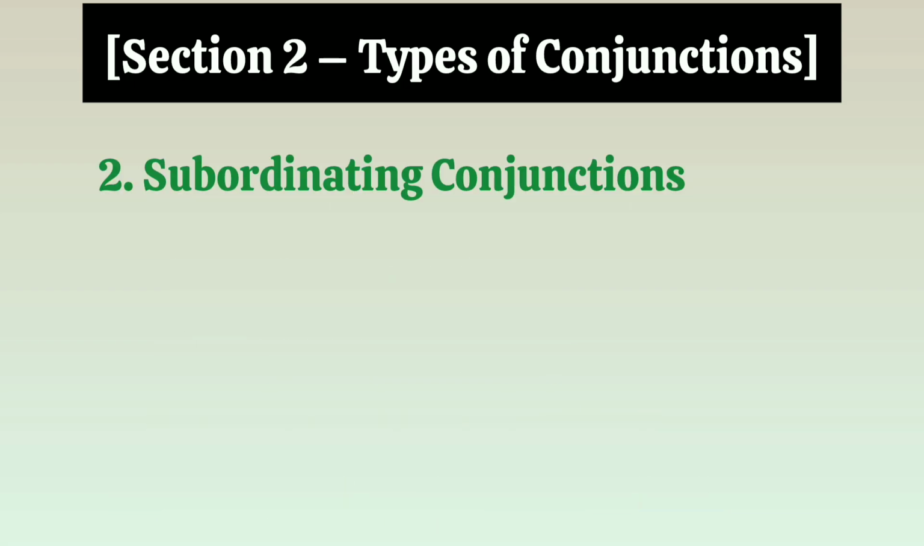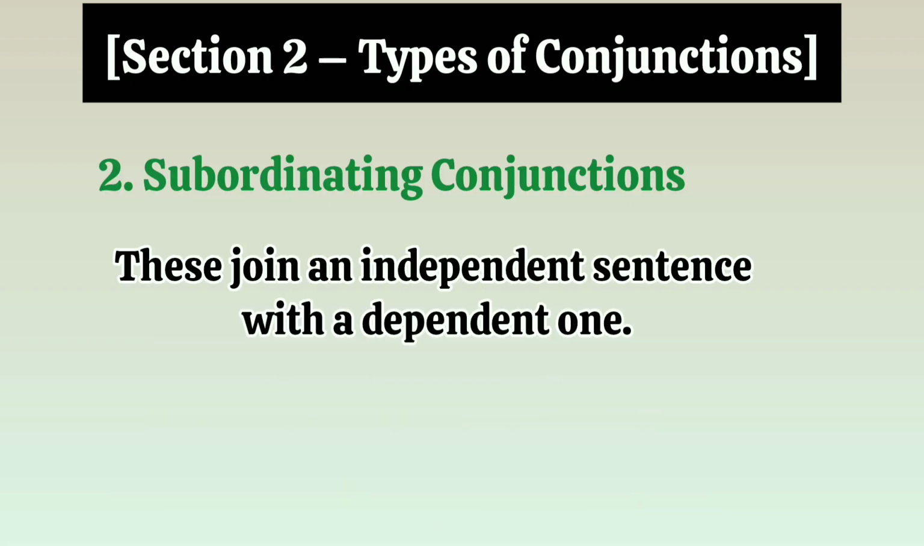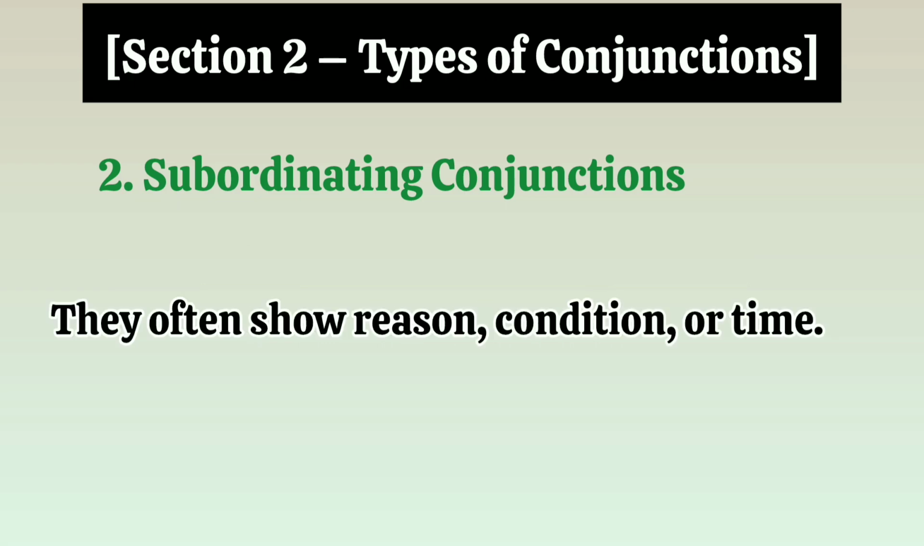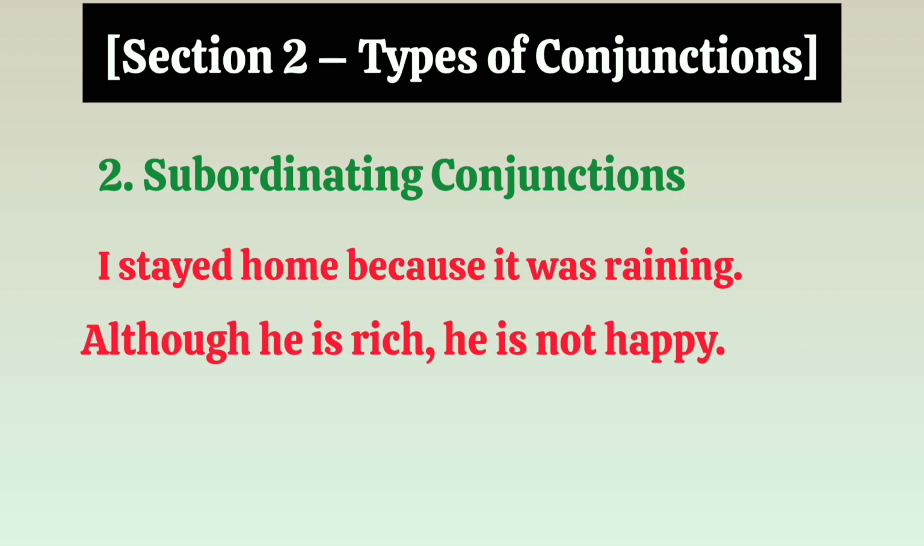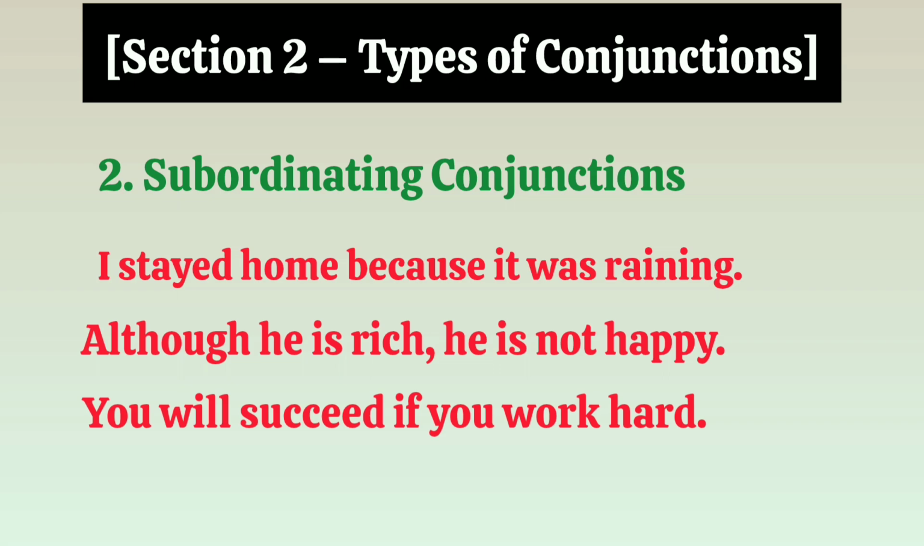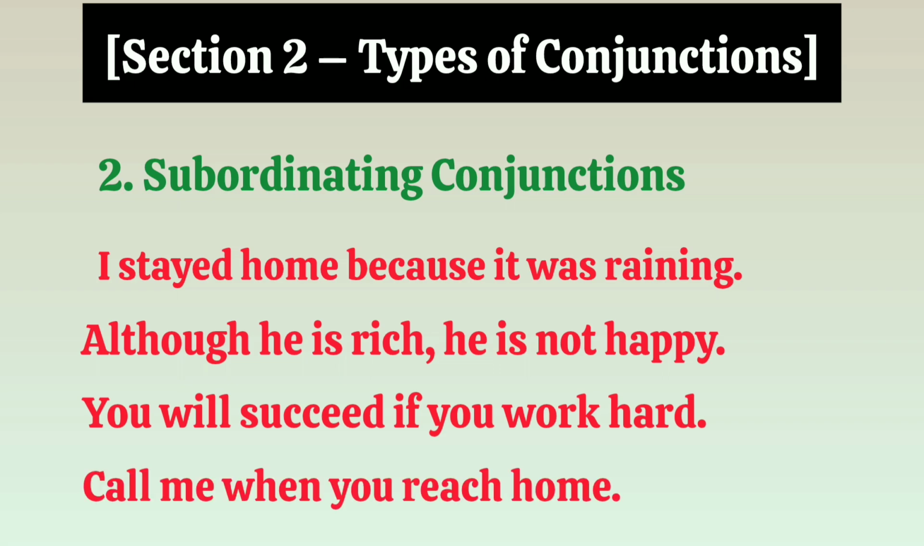2. Subordinating conjunctions. These join an independent sentence with a dependent one. They often show reason, condition, or time. Examples. I stayed home because it was raining. Although he is rich, he is not happy. You will succeed if you work hard. Call me when you reach home.